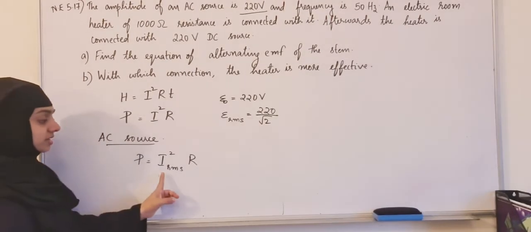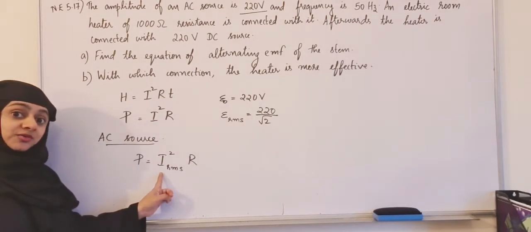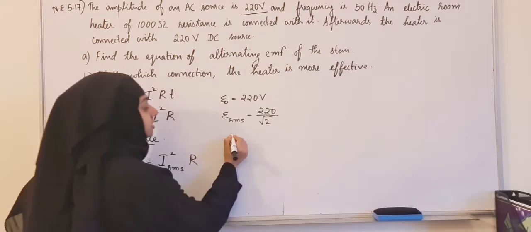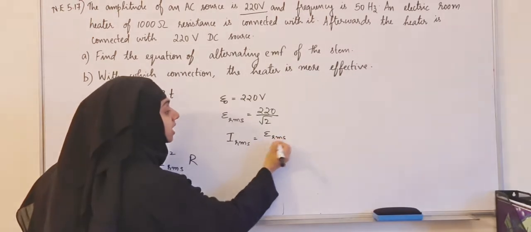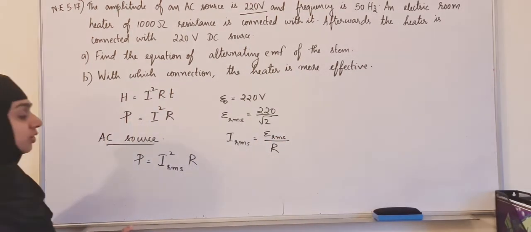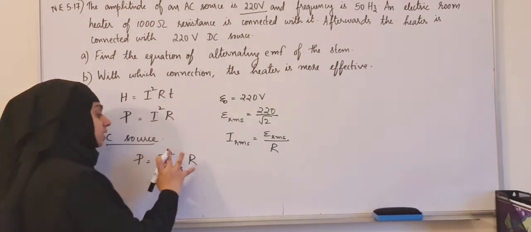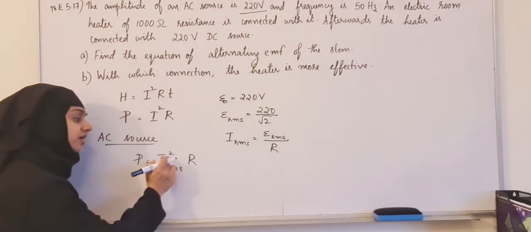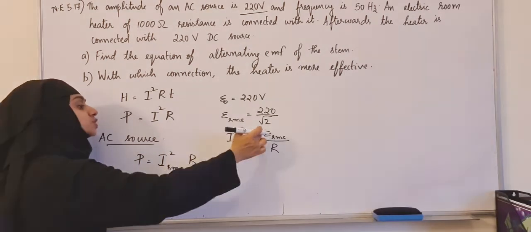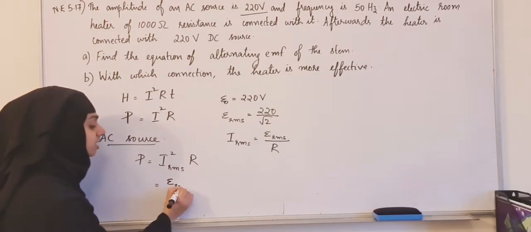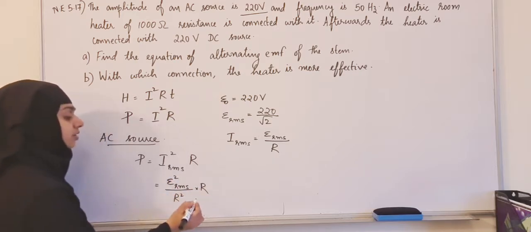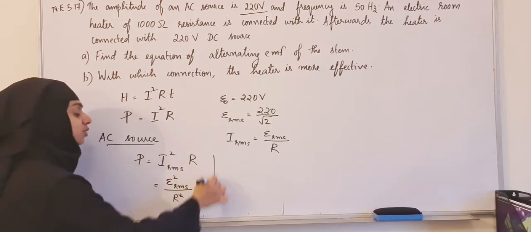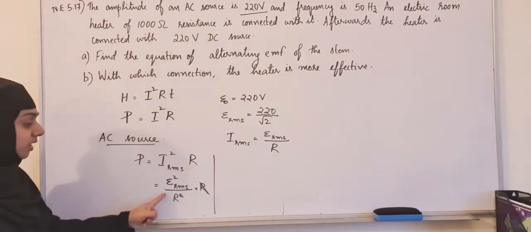Okay. So how will I express I RMS? We know that current is equal to voltage divided by resistance. So I can write I RMS as equal to E RMS divided by resistance. So let me put these values here. So this is equal to, instead of I RMS square, I am putting E RMS square by resistance square. So E RMS square divided by R square times R. So one R gets cancelled. So what is remaining? E RMS square by R.